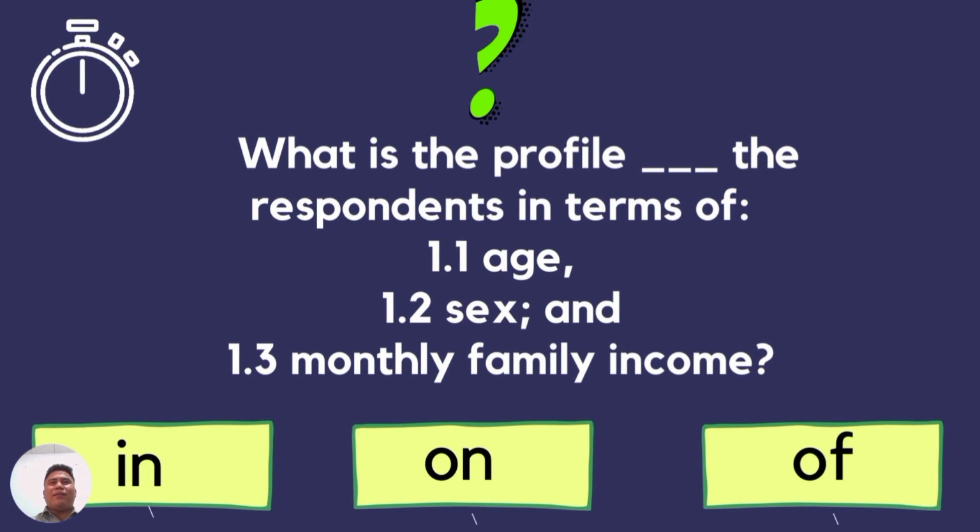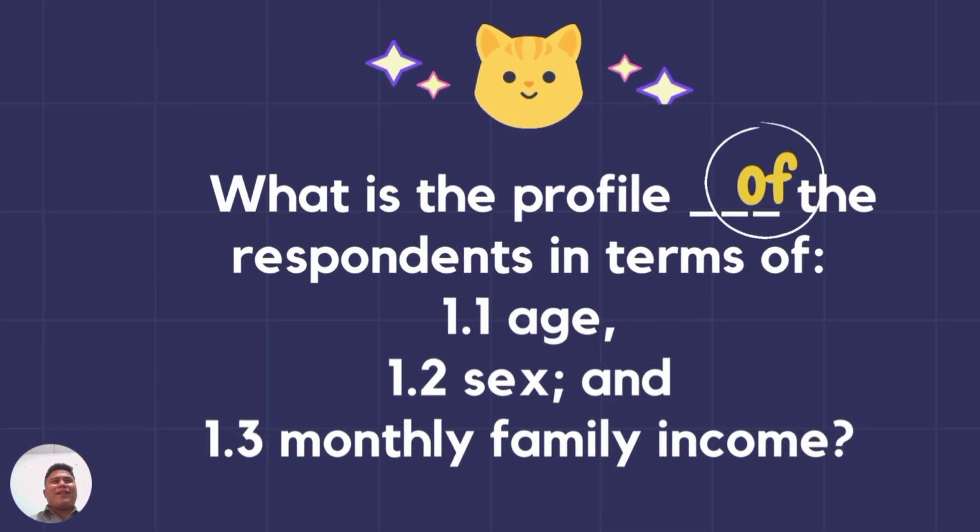What is the profile, blank, the respondents in terms of 1.1, age, 1.2, sex, and 1.3, monthly family income? In, on, or of? Congratulations, you got it right. The correct preposition is of. What is the profile of the respondents in terms of age, sex, and monthly family income?